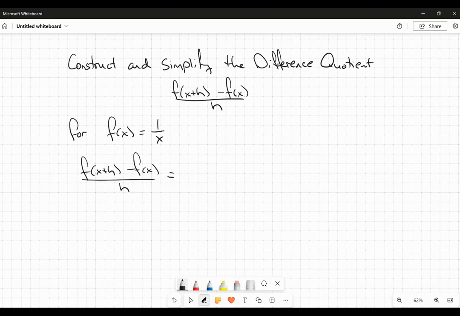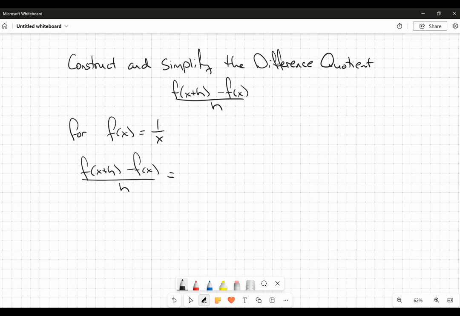Okay, hi everybody. So in this video here, we're going to construct and simplify the difference quotient, which is f of x plus h minus f of x over h. And we're going to evaluate that. We're going to construct that and simplify it for the expression f of x equals 1 over x. Okay, so the very basic rational function here.